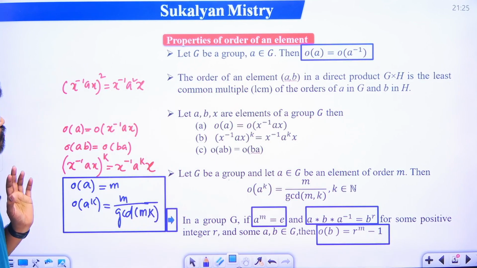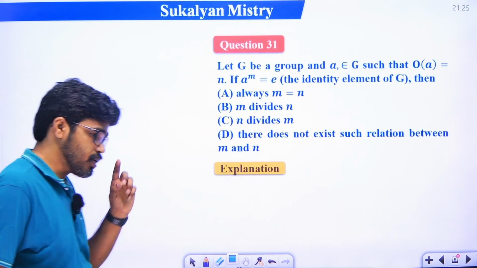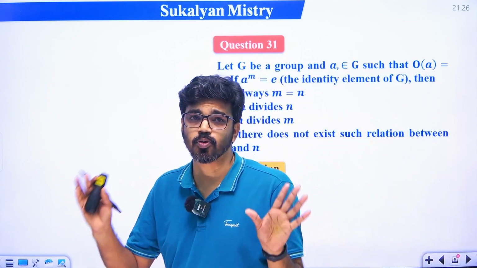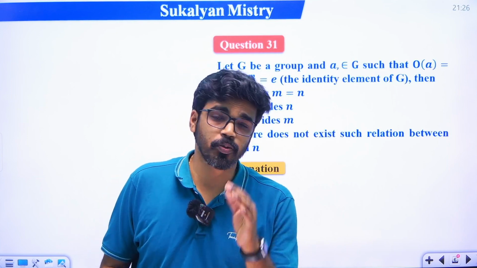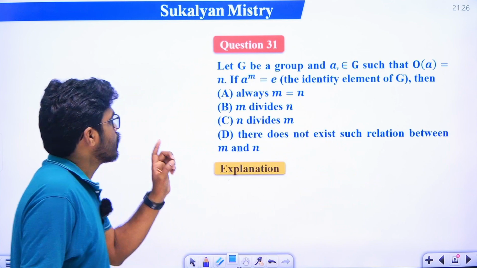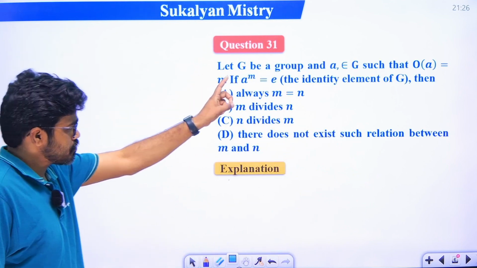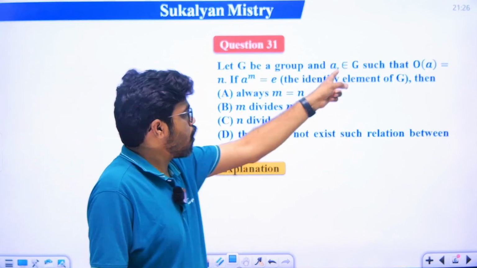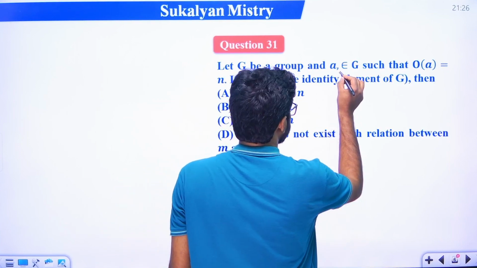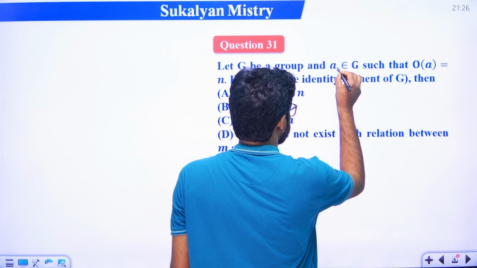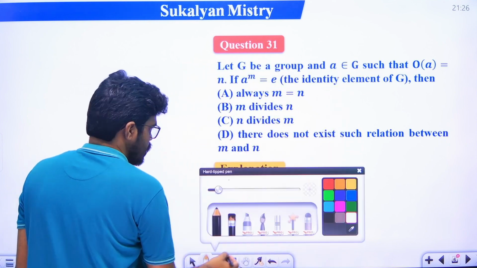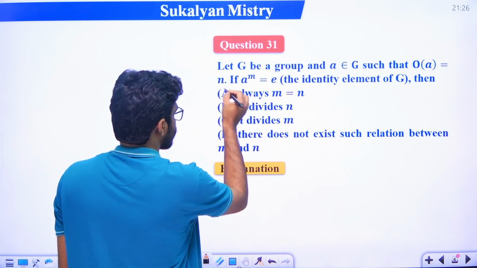So let us consider the first example. In the previous lecture I discussed up to example 30, that is basic properties of a group. A total of 30 problems on basic properties of a group were discussed, so this is example 31. Let G be a group and A belongs to G, that is A is an element of the group G, such that order of A is N.